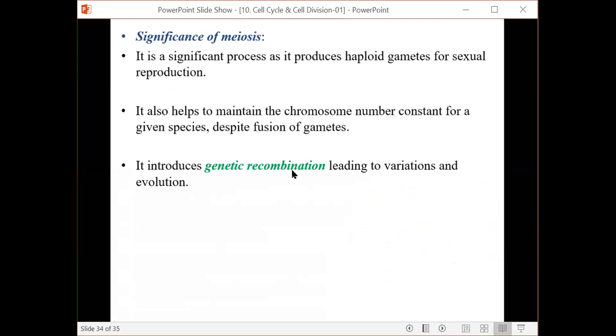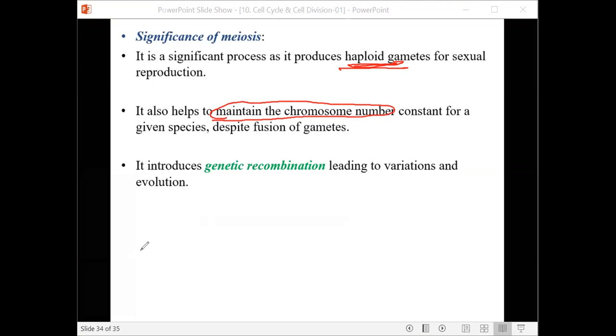Then genetic recombination leading to variation and evolution. So, first and foremost important point is haploid. It is useful for making gametic cells which have half the genetic content. Then maintain chromosome number.